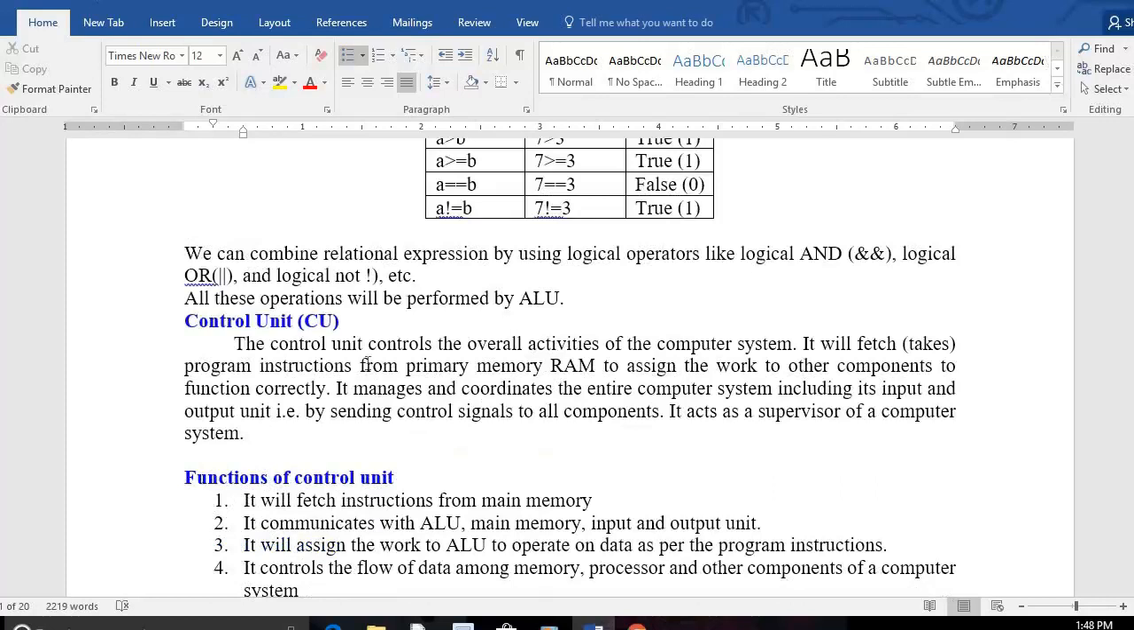Next, control unit. Control unit is very important. Control unit will control the whole computer system. The entire computer system will be managed by the control unit only. The control unit controls the overall activities of the computer system. It will fetch the instructions from the memory. In the memory, programs will be there, and that program has instructions. It reads that program, understands the instructions and assigns the work to all other components.